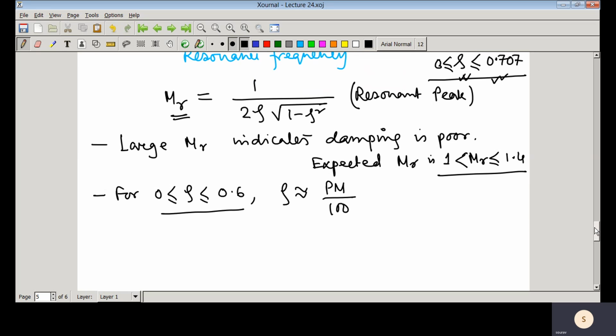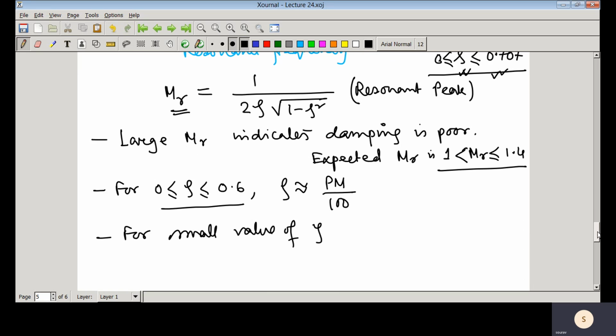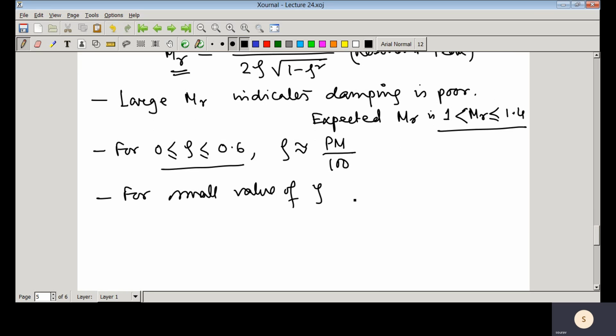And for a small value of zeta, that means whenever zeta is small, you can see here that the resonance frequency is omega n times square root of 1 minus 2 zeta square. And what is the damping frequency? The damping frequency that you have seen in time domain analysis is omega d equal to omega n times square root of 1 minus zeta square. Whenever zeta is very small, the resonance frequency and the damping frequency are almost the same. So for a small value of zeta, omega d and omega r, the resonance frequency, are almost the same.